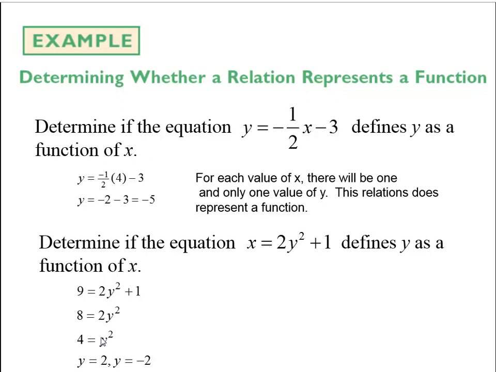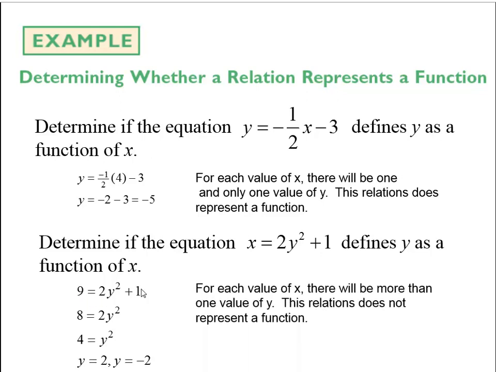So what numbers can I square to get 4? Well, that's the square root of 4. So 2 squared is 4, and -2 squared is 4. So in fact, I get 2 y values when I picked x equals 9. So for this particular relation, it is not a function.